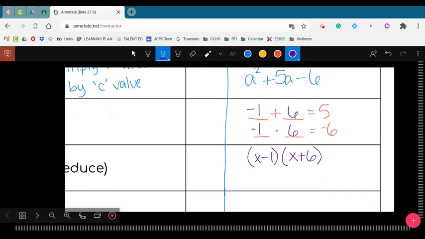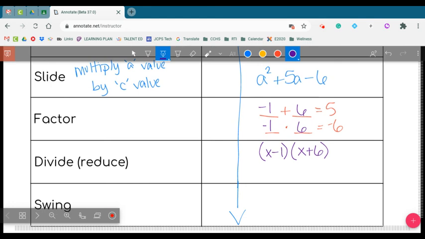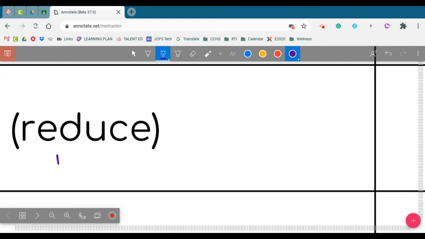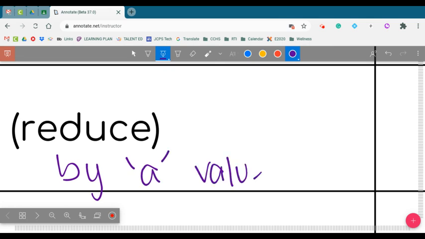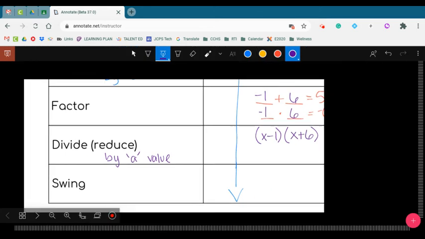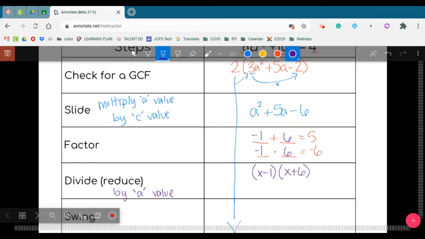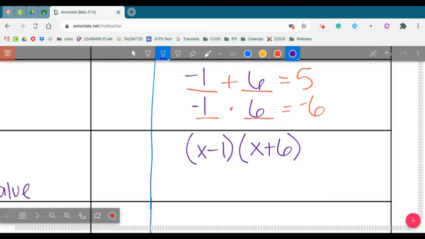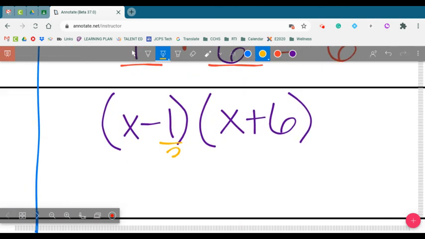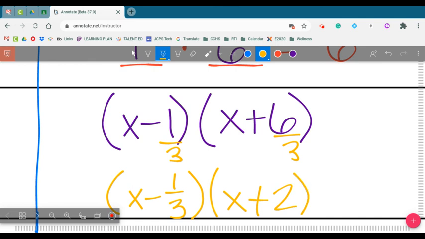Now, I'm not finished because I have to take into account what I slid at the beginning. So what you're going to do is you're going to divide by your a value. It's the number that you slid. Since we slid at the very beginning, we slid this 3. So that means we're going to divide both terms by 3. So negative 1 over 3 does not simplify, so I'm going to have a minus 1 over 3. And then 6 divided by 3 does simplify, so I get 2.